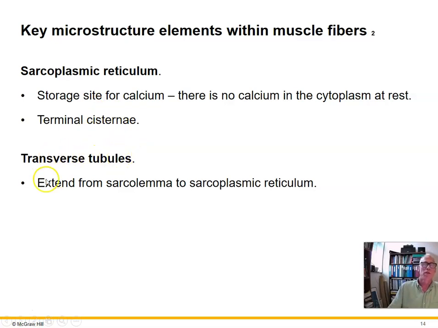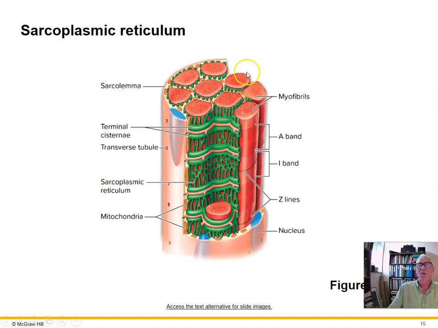And transverse tubules: the sarcolemma, or the plasma membrane, forms little holes and passageways right down through the muscle cell. So the plasma membrane passes right down through the deepest core of the muscle cell on a repeating basis. Let me show you what I mean.